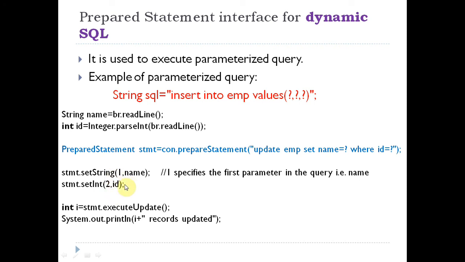When we get the values of name and ID at the time of execution, we can say that this query will be completed at the time of execution, and that type of query is called dynamic SQL because the query is not known at the time of compilation. So this is a dynamic query.